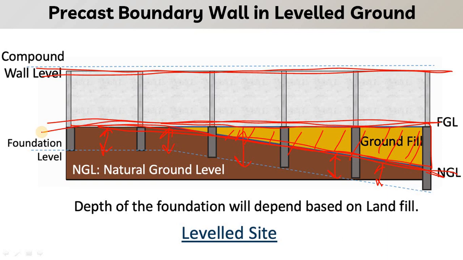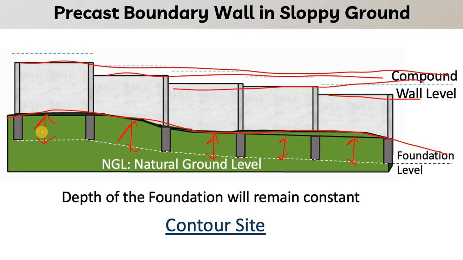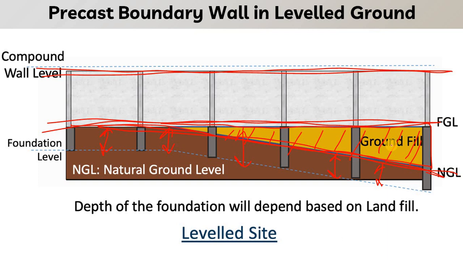So in case of level site, the top level of the compound wall will be the same, whereas in the contour site, where the ground profile is changing, we have to consider a step in the foundation as well as a step in the top level of the boundary wall. So these are the two different cases where the top level of the boundary walls can change, or it can depend on.